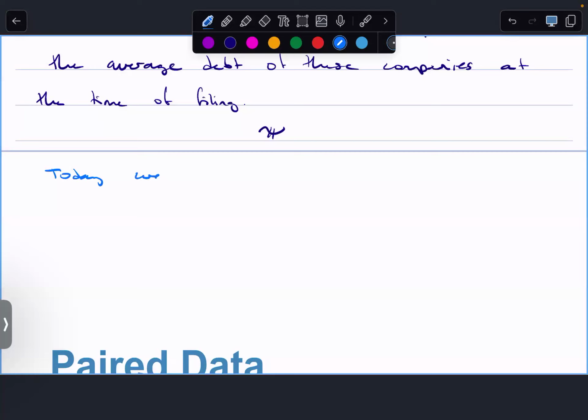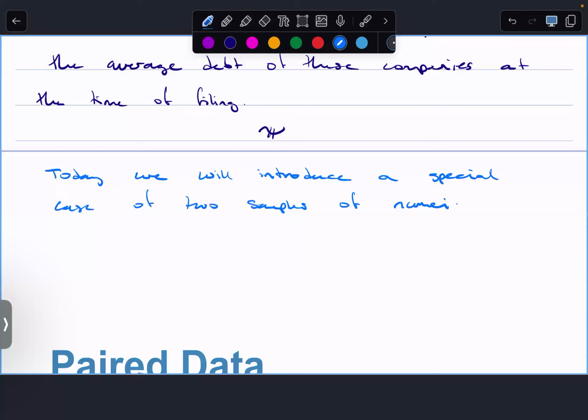Today, we will introduce a special case of 2 samples. So we have 2 samples of numerical data. So today we will introduce a special case of 2 samples of numerical data. That special case of 2 samples is when the observations are paired.